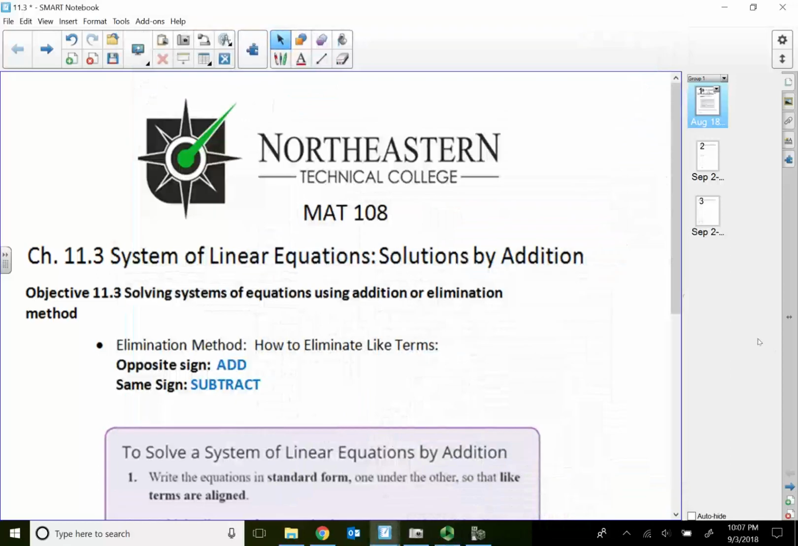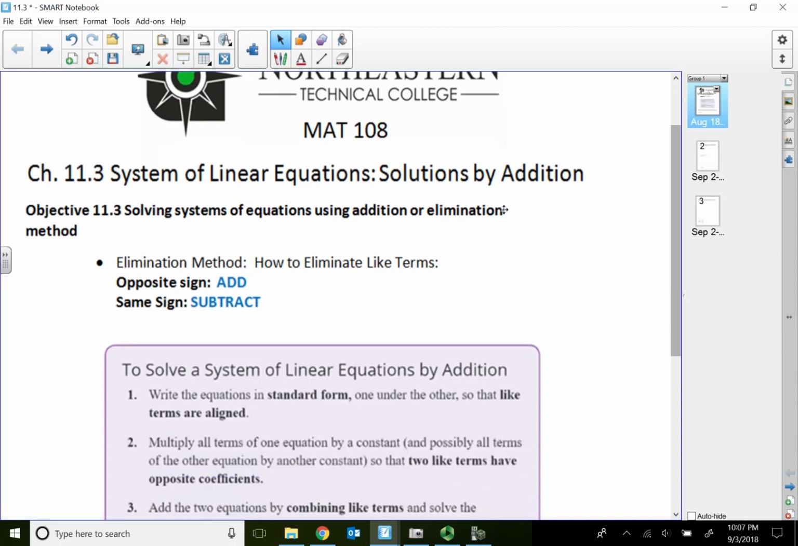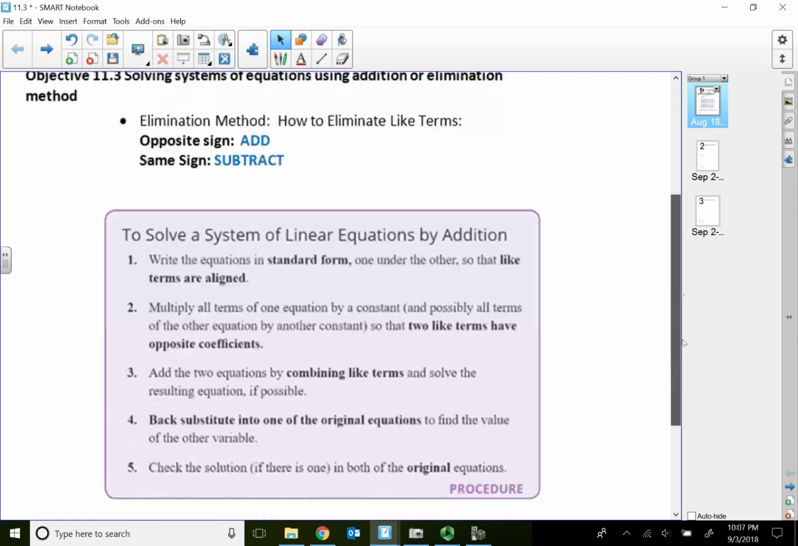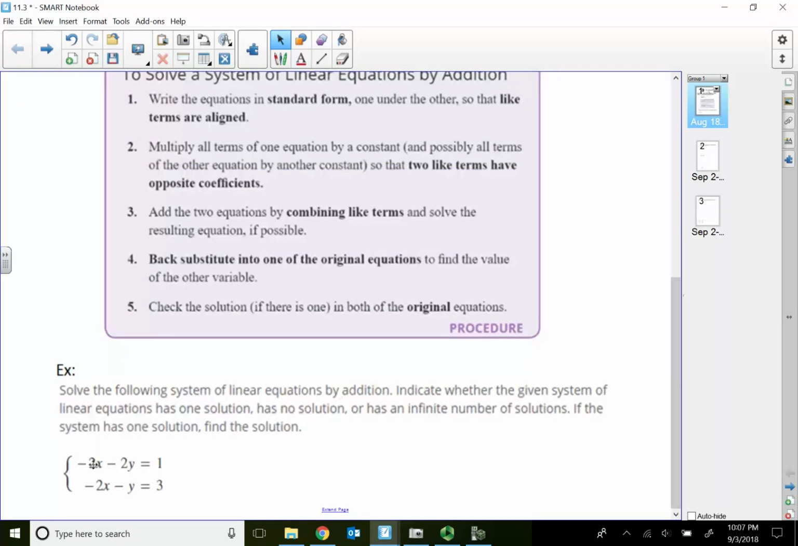Welcome to Accelerated Math 108, Module 11.3, Solving Systems of Linear Equations by what we call the addition method or the elimination method. This is a little bit different compared to the graphing and the substitution methods. We only use this particular elimination or addition method when none of the variables has coefficient 1.